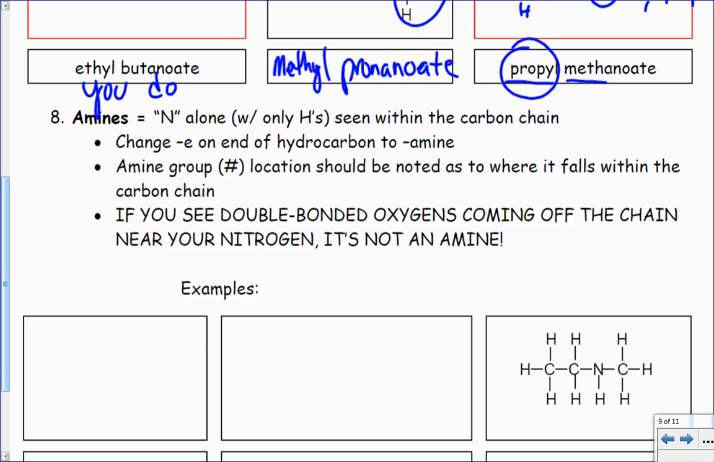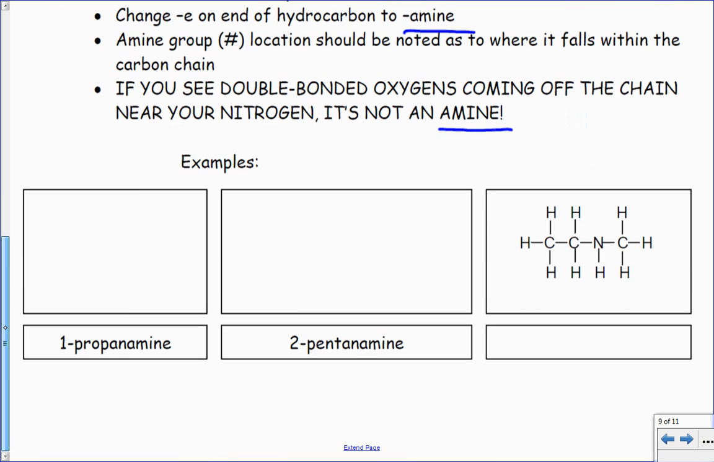Amines: N alone with only H's seen within the carbon chain somewhere. I changed the E ending of the hydrocarbon to amine. The amine group number location should be noted as to where it falls in the chain. If you see a double bonded oxygen coming off the chain near your nitrogen, it's not an amine. That's the next one, and we're going to get to that one.